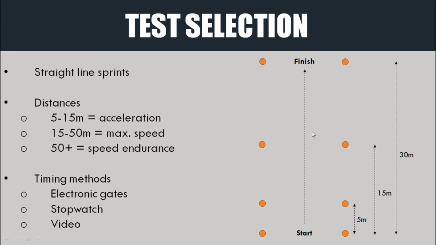And what you'll also get usually with most timing gates is a flying time. So you'll also be able to get 15 meters to 30 meters, that flying sprint time, which is also going to be another good measure of maximum speed. So you can potentially measure all three qualities in one, if that's important to the sport, just through one smart setup if you have access to the appropriate equipment.